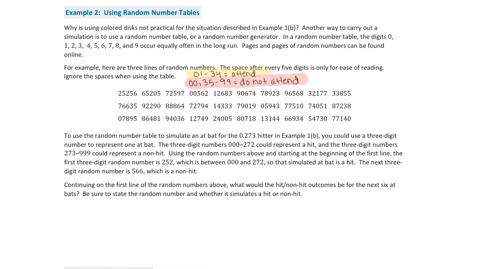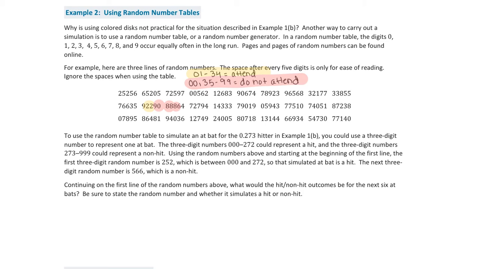So here, let's say I have 22. So 22 out of 100 is going to represent that I'm in attendance. Now, what about the next number, which is 90? Well, 90 is from 35 to 99, so that means that they do not attend. Looking at our next number, we have 88. We know that 88 is between 35 and 99, so again, they're not going to attend. And then the next number we have is 86. 86 still means that they are not going to attend.